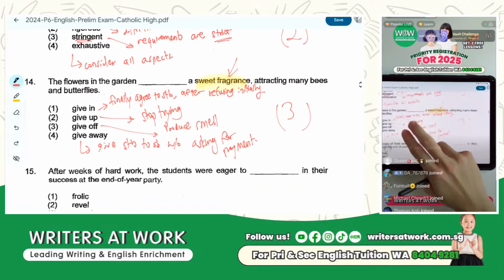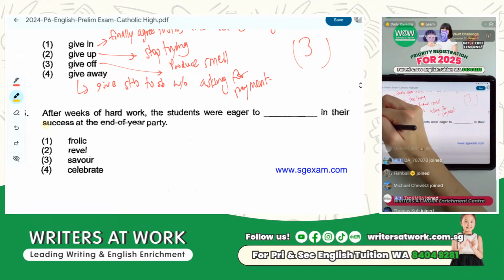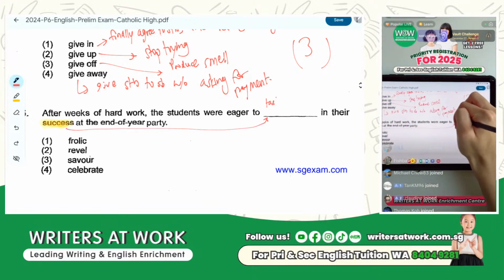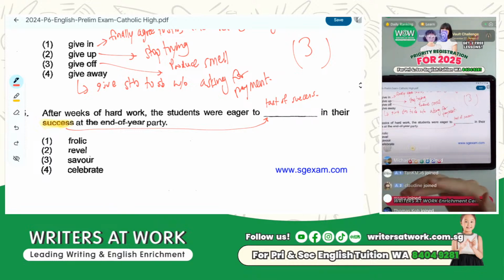Now let's take a look at question 15. After weeks of hard work, the students were eager to dash their success at the year-end party. So the idea is you're trying to have a taste of their success. Okay, it's not a literal taste, but you're trying to enjoy the results that you have attained because of your hard work. Right? So looking at the options, the first one that we have is frolic.